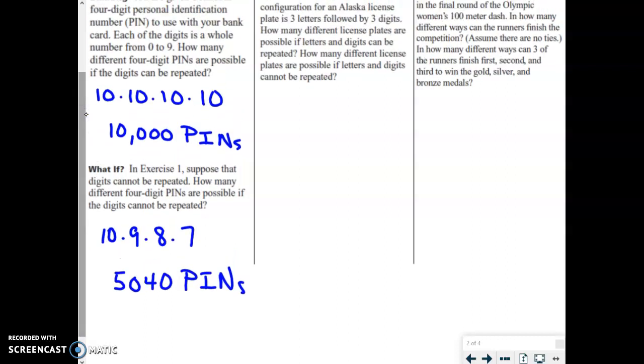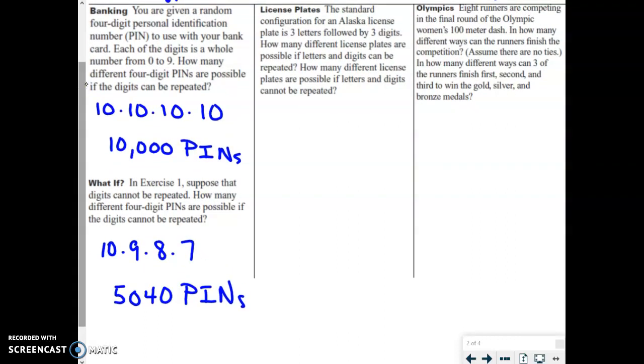So now the next example that we have is talking about license plates. The Alaskan license plate has 3 letters followed by 3 digits. The first question is, how many choices would we have if they could be repeated? Well, for the letters, it would be 26 times 26 times 26. And for the numbers, it would be 10 times 10 times 10. Because if they can be repeated, then it would work out just fine. And that would leave us with 17,576,000 license plates.